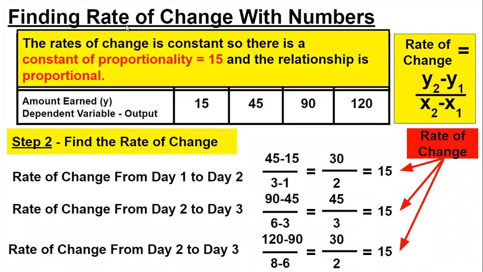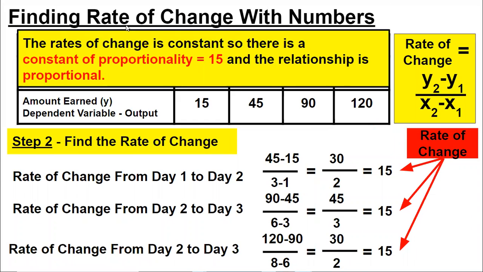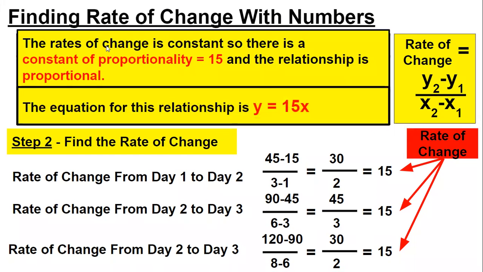Now, notice that the rate of change is constant. So there is a constant of proportionality equal to 15. Our last lesson talked about constants of proportionality. So since every day the same rate is applied, then we have a constant. So the relationship is considered proportional when you have a constant of proportionality. So it's proportional. And the equation for this relationship is y equals 15x.